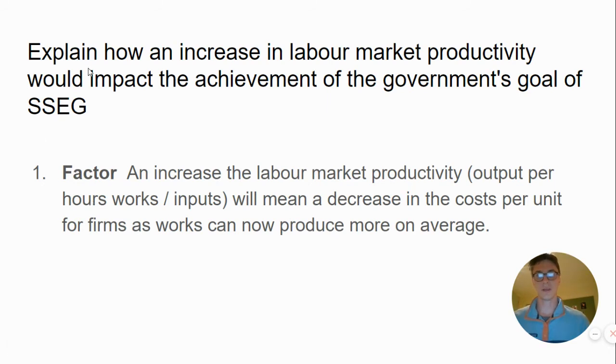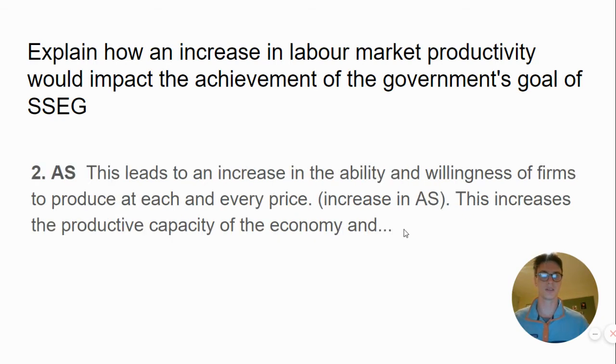Let's have a go. So explain how an increase in labour market productivity, so that's one of our aggregate supply factors, would impact the achievement of the government's goal of strong and sustainable growth. We could do any goal. So we start out with a factor, an increase in labour market productivity. Again, I've got a little definition in brackets like I did in aggregate demand. It doesn't disrupt the flow of your writing. Will mean a decrease in the cost of production per unit for firms. Basically, it means workers can produce more on average, so the cost per unit goes down.